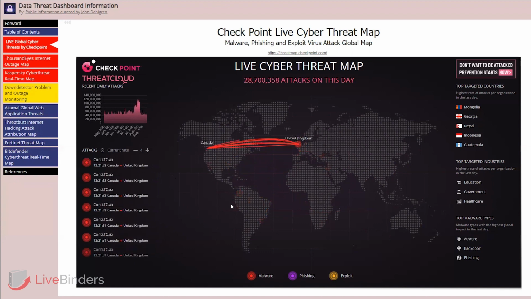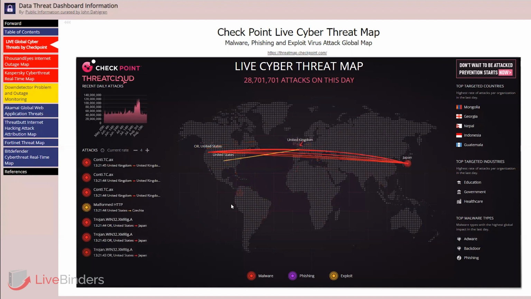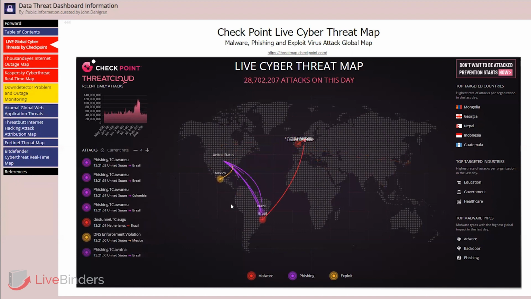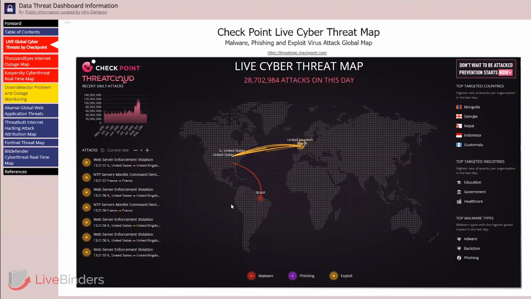So interestingly, number 1 was Mongolia, 2 was Georgia, then Nepal, Indonesia, and Guatemala. Top targeted industries, for those of you who are interested: education, government, and healthcare. And then it says top malware types: adware, backdoor, and phishing. So what a really useful graphic. Even just looking at it without you, this is why I'm so glad I invited you on, because I didn't even get the breadth of what I was looking at.